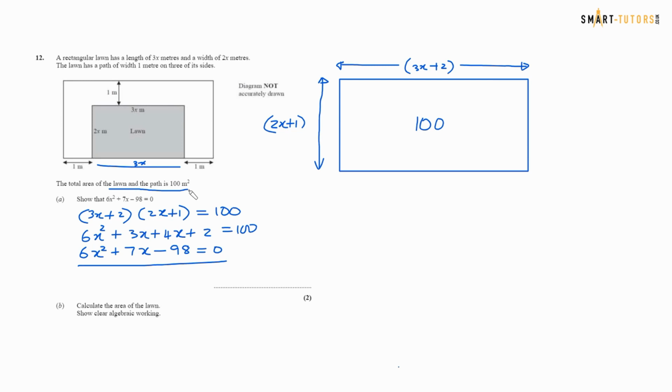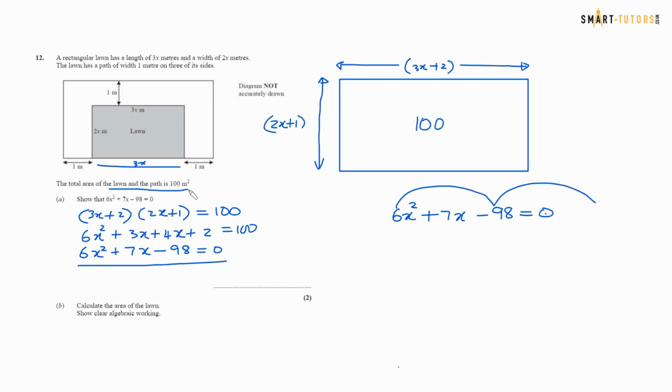So the next part is part B. Calculate the area of the lawn. Show clear algebraic working. So we need to solve this equation to find the x answer. So I am writing 6x squared plus 7x minus 98 equals 0. In the 2017 paper also there was a quadratic with a higher number on a non-calculator paper. According to the marking scheme, most of the students didn't find the factors for that quadratic, same as this question. So if you want to do this one, you need to times 6 times 98.